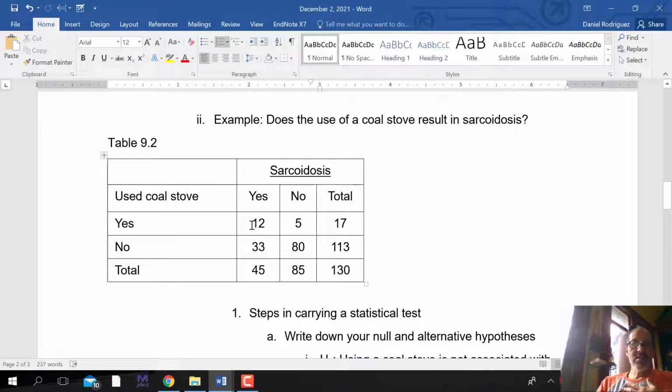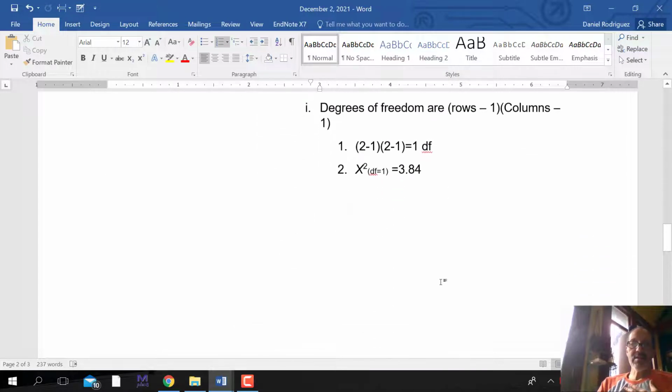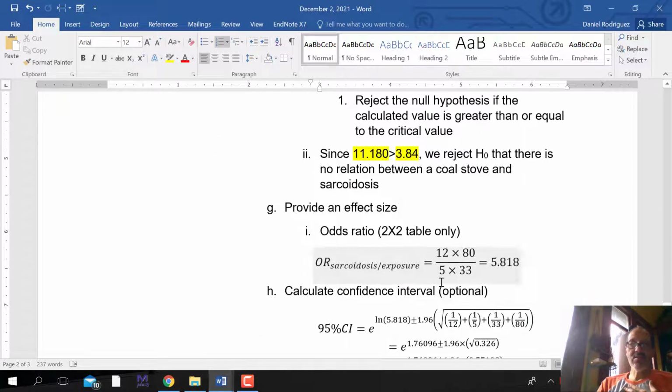So we have 12 successes. Again, we're using the success not qualitatively, but just in terms of stats. It's 12 of the 17, so it's 12 divided by 5 in the numerator, and then 33 divided by 80 in the denominator. But one thing we know is that when we do an odds ratio, we do a cross product. So 12 times 80 divided by 5 times 33, and that's what we have here, right? 12 times 80 divided by 5 times 33, so we get 5.818.